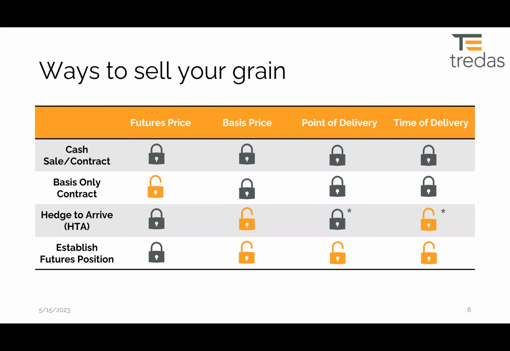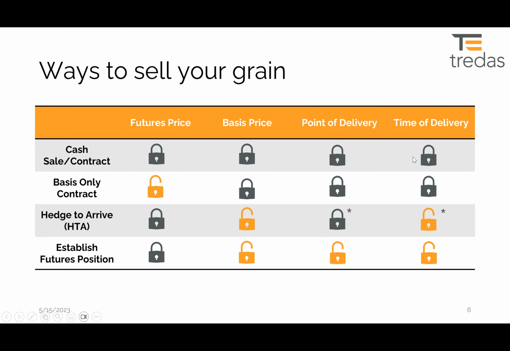So this table just illustrates the different ways we can go about selling grain. If we make a cash sale, flat price contract, we are locking in all 4 of these things at one time. We've got a futures price, basis price, point of delivery, and time of delivery. If we know we need to take risk off the farm, we can make a cash price sale, but we're locking in a futures level, a basis level, where we want to deliver it and the time we want to deliver it.